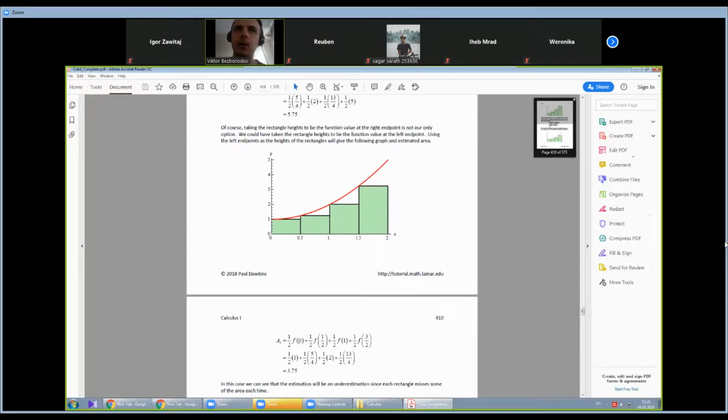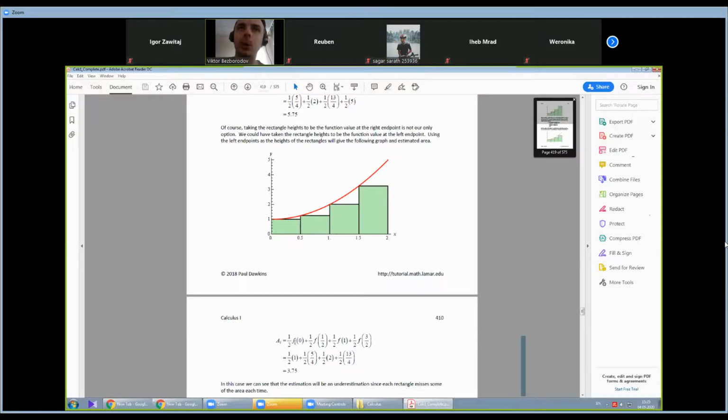Okay, and so here is the same expression. This is our leftmost. So this is the sum of areas of those rectangles, with the height being the value of the function at the leftmost points of the subintervals, right?